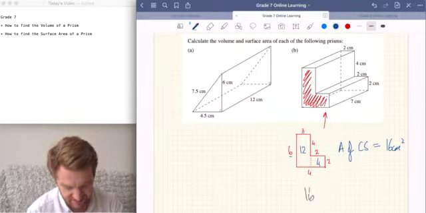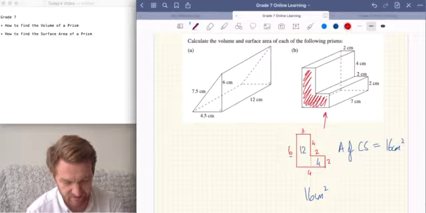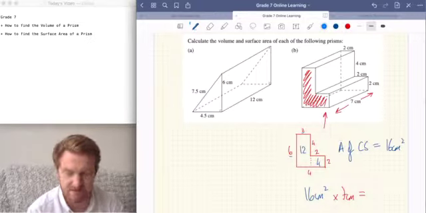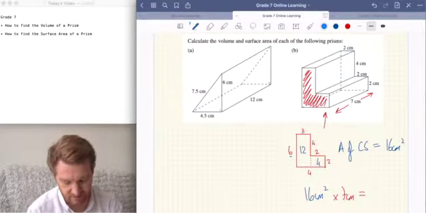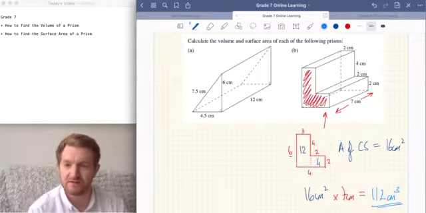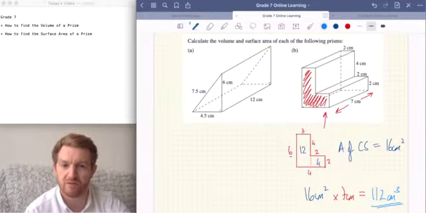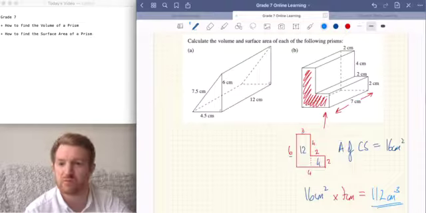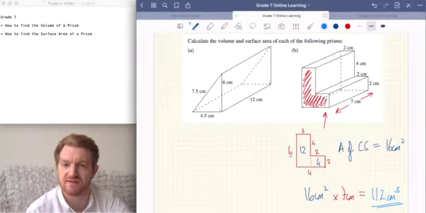And then we take that 16, and all we need to do now is multiply it by the depth. That's going to give us 16 times 7 is 112 centimeters cubed. So even for a non-normal shape, like a compound shape like this one with an L, you work out the area of the L and then times it by the depth. The volume is always the same, area times depth.